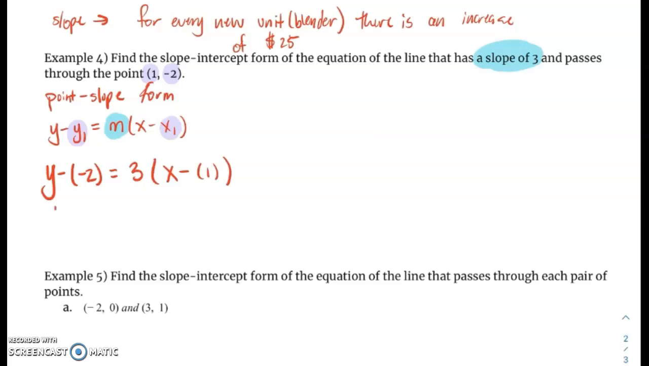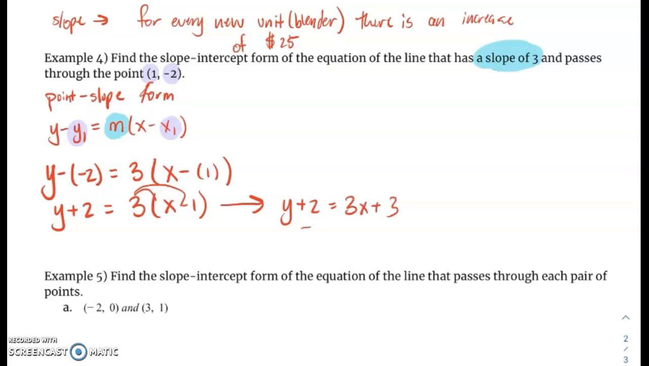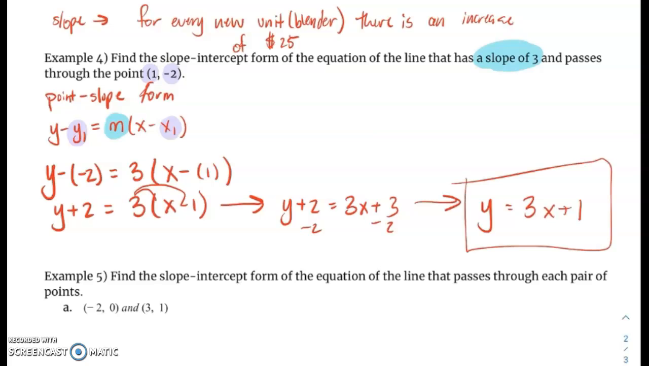Then we're going to simplify. That would be positive 2 because of the double negative. We're going to distribute the 3. We're then going to subtract 2 to the other side to solve for y, isolating the y variable. And that gives me y equals 3x plus 1, which is my equation in slope-intercept form.